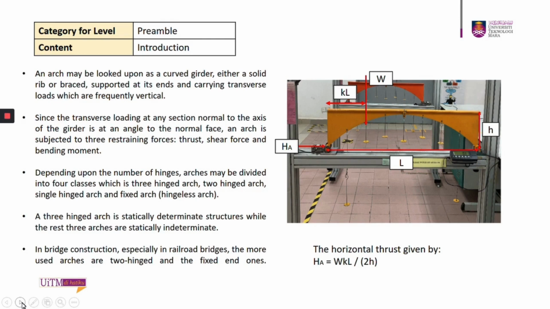The figure shows the three hinge arch experimental setup. In order to determine the horizontal thrust value, it is given by HA equal to WKL over 2H, where W is the point load, K is the distance from the support to the point load, L is the span length, and H is the height of the arch.